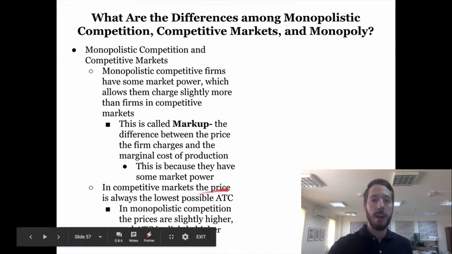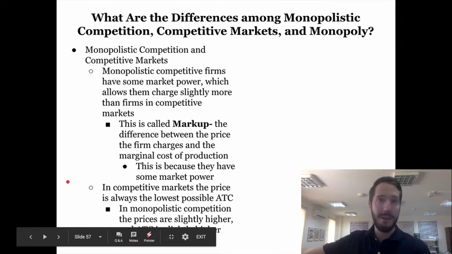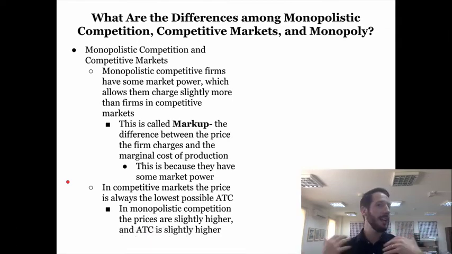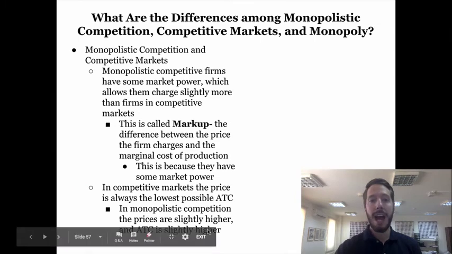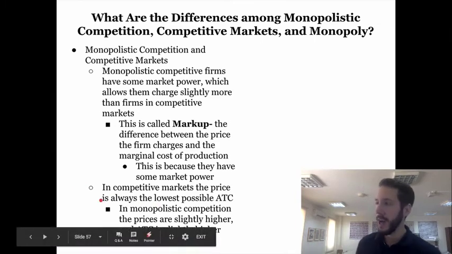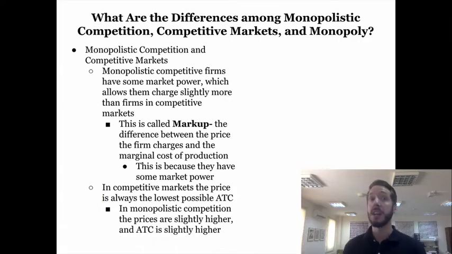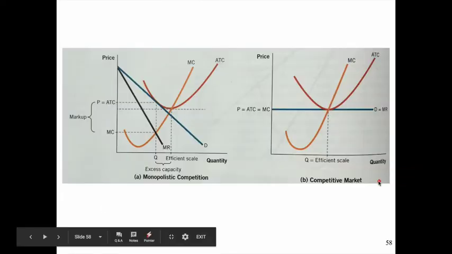In competitive markets, the price is always the lowest possible average total cost because everyone in that particular type of firm is selling the same goods. So you can't have a markup, so no one's going to go to you because everyone's selling the same sandwich or the same hot dog or the same slice of pizza. So in monopolistic competition, the prices are slightly higher, but average total cost is slightly higher as well. Now, why is average total cost sometimes higher? Advertising, which we're going to talk about in a little bit.